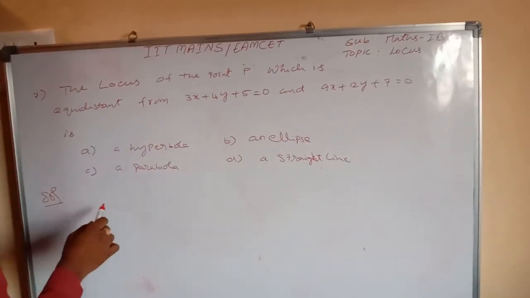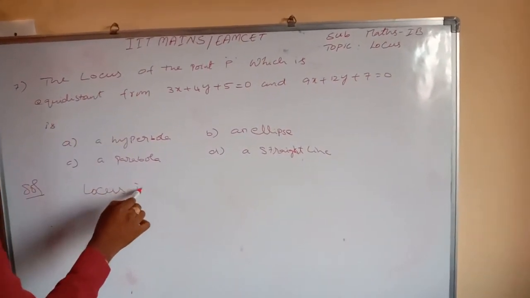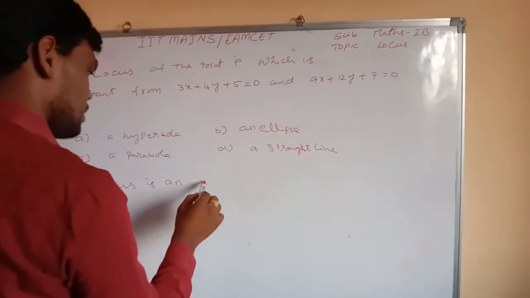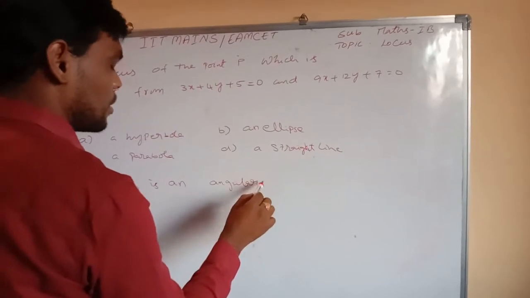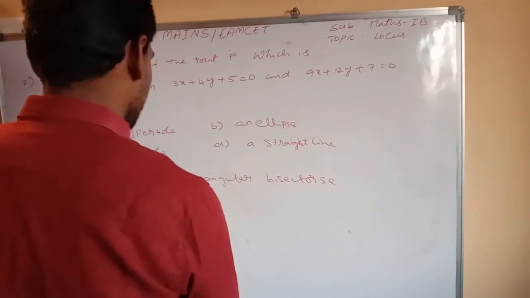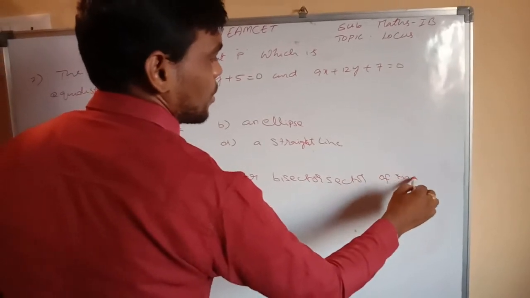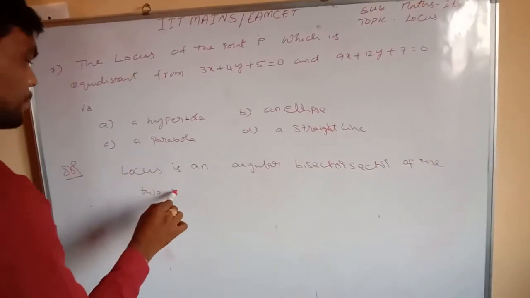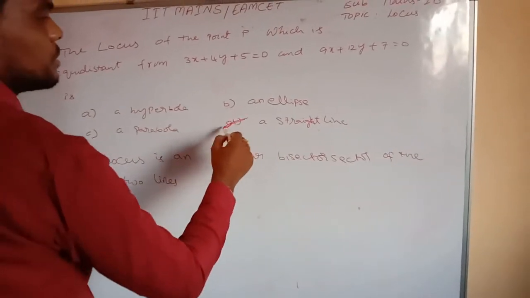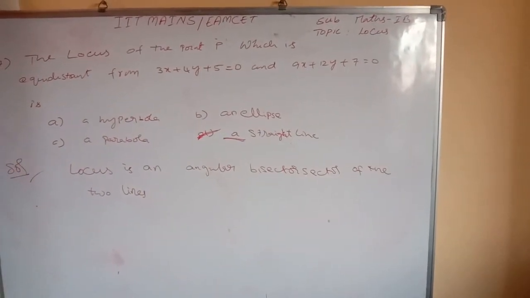Now I already told you, you remember the property: the locus is an angular bisector of the two lines. This is the fourth option. This is a straight line. Okay. Now the answer is D, a straight line.